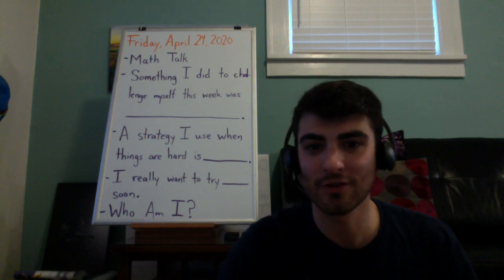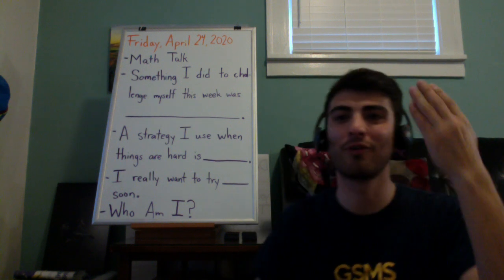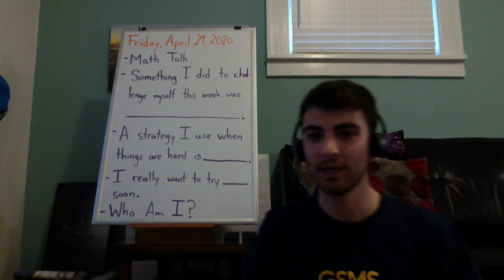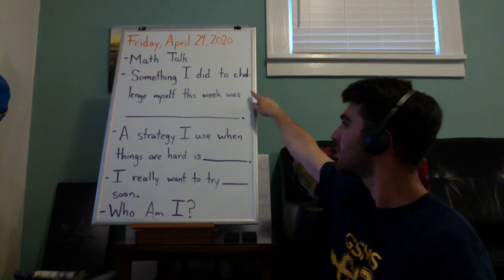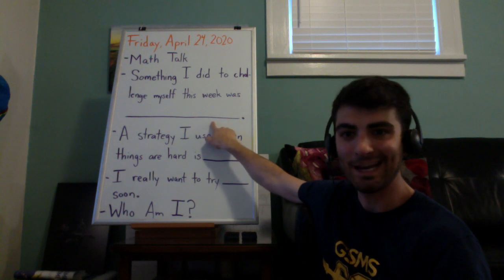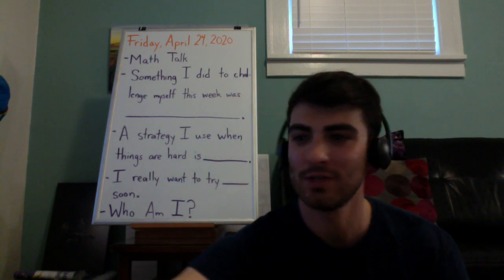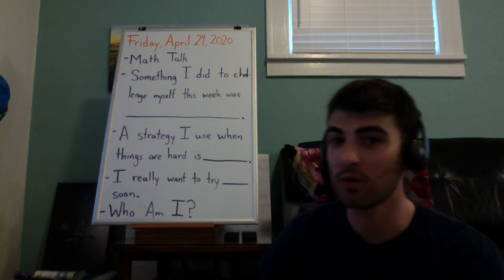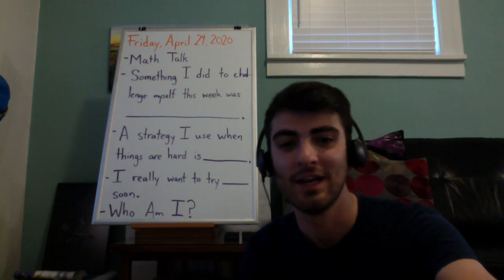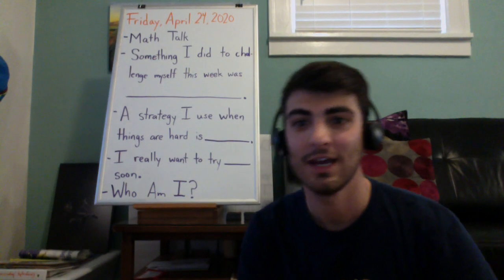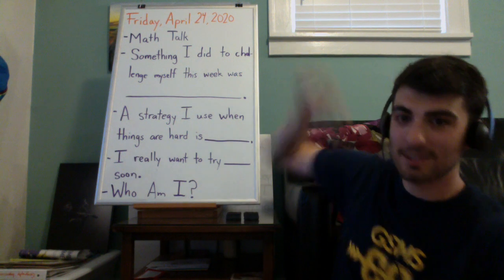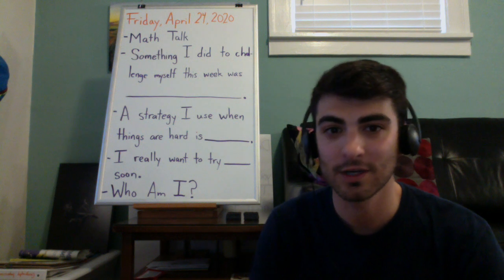All right, now for this morning's daily language, I have some reflection questions because that's what we usually do in our class on Friday as we reflect and think about our week. So, this week, something I did to challenge myself this week was blank. I want you to think about something you did this week to challenge yourself and go ahead and record it. And record the whole sentence because we want to get in the habit of recording complete sentences with a subject and a predicate, capital letter at the beginning, punctuation mark at the end. So go ahead and record that in your notebook.